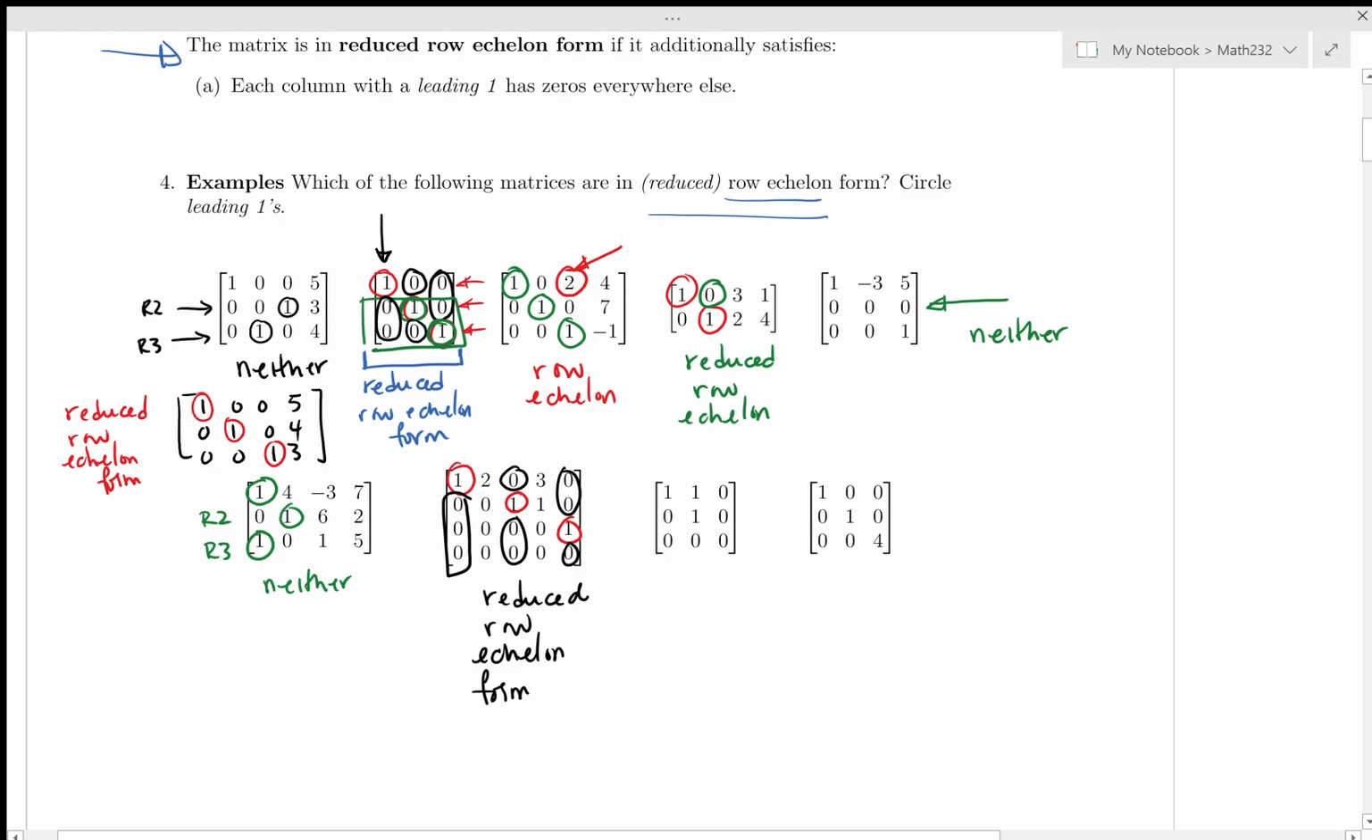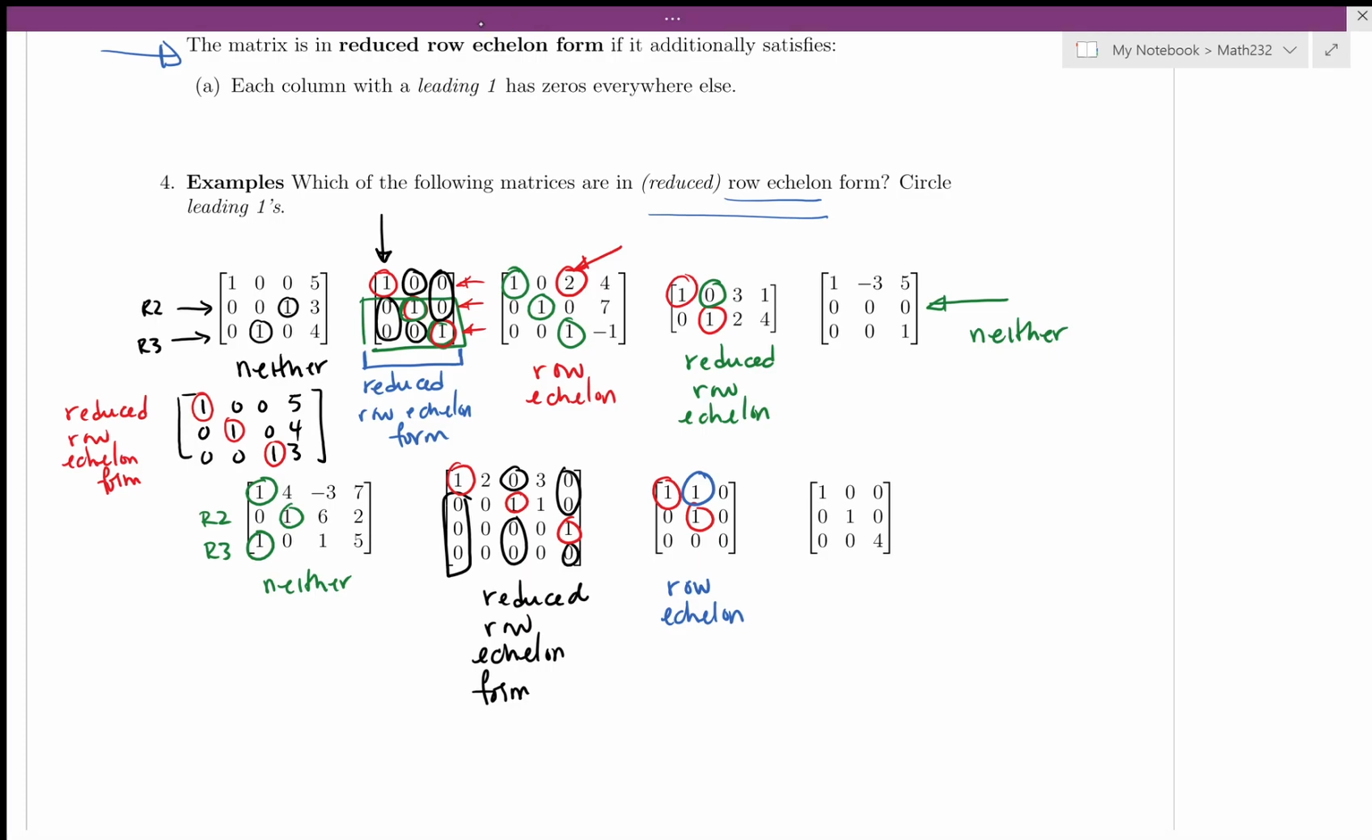Moving to the next one, we have leading ones. We have the row of zeros at the bottom. The leading ones are moving to the right as we move down. However, we have this guy here, this 1 right here. So this is in row echelon form, but it is not reduced. So this is row echelon.